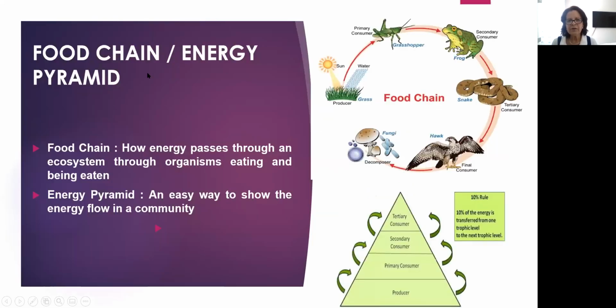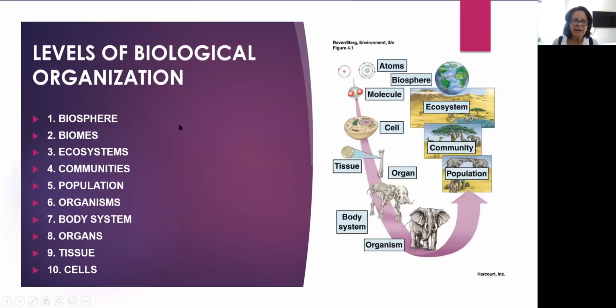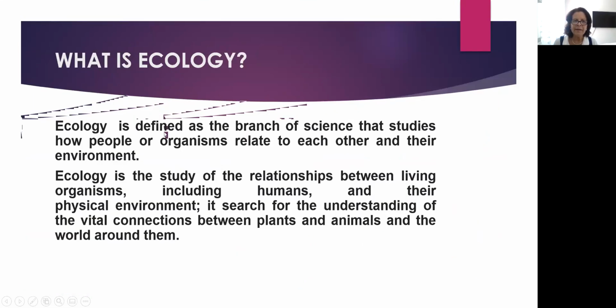Difference between food chain and energy pyramid, we have the two diagrams, and then we have the levels of biological organization. This is shown by this great presentation that we have here. Finally, we have the definition of ecology. From there, we can conclude that ecology is the branch of science that studies how organisms, plants and animals, of course, living things, relate to each other and their environment.